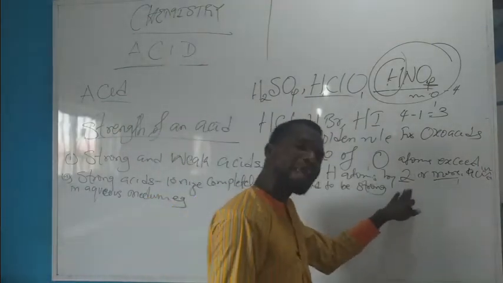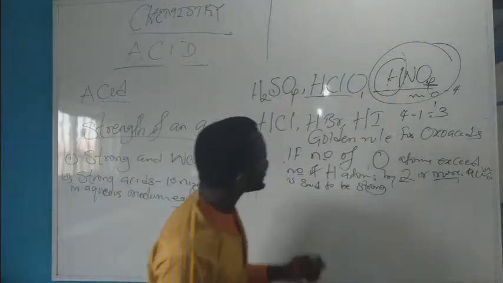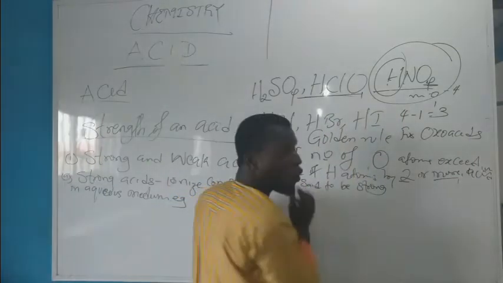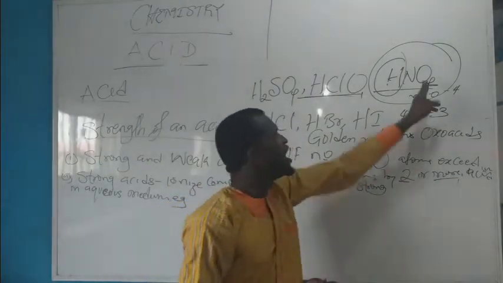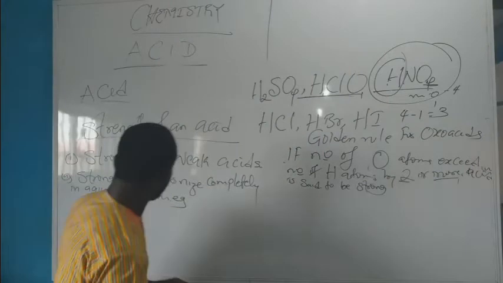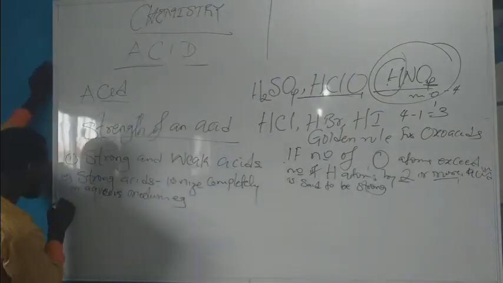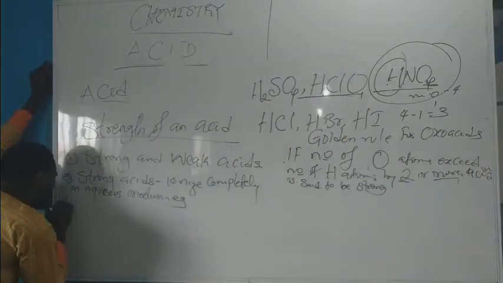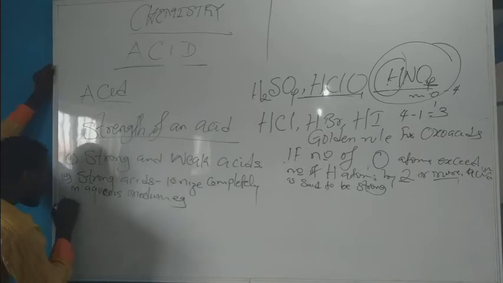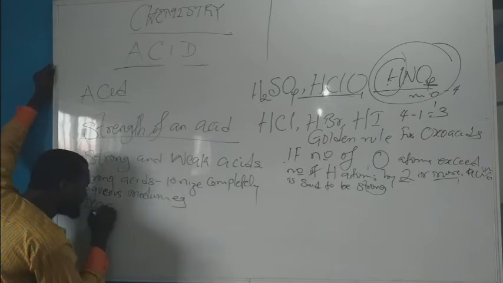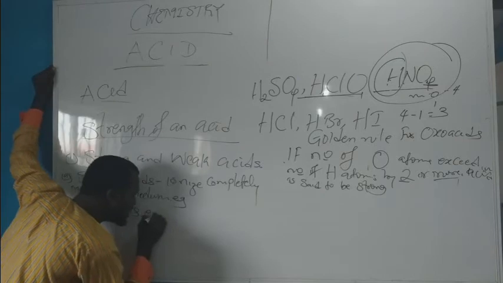So which does not comply with this. In other words, HClO is a weak acid. HNO4 is a strong acid. So if we are now looking at examples of strong acids, we are looking at Arabic numeral 1: oxo acids, e.g.